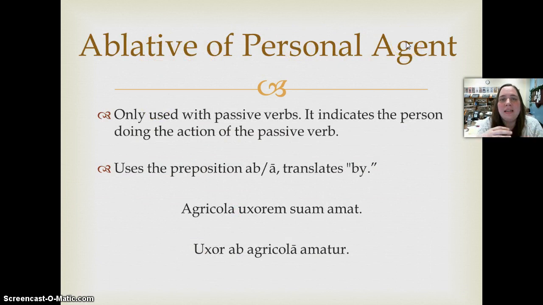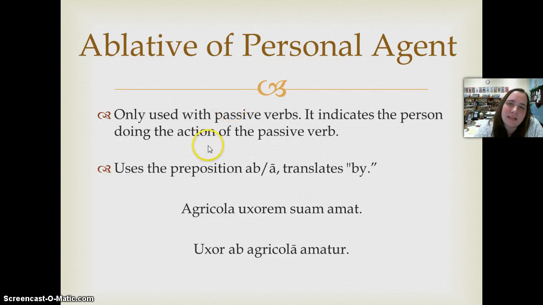Okay, there's only one last thing for me to introduce you to, which is the ablative of personal agent. So you should add this to your ablative of what sheet, and then also understand how we use it. Now, the interesting thing about the ablative of personal agent is that it has to refer to a person. Okay, ablative of personal agent is a person.